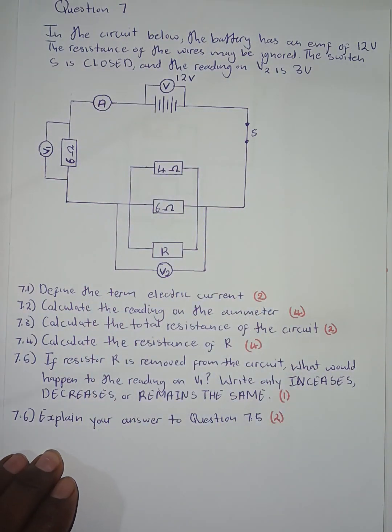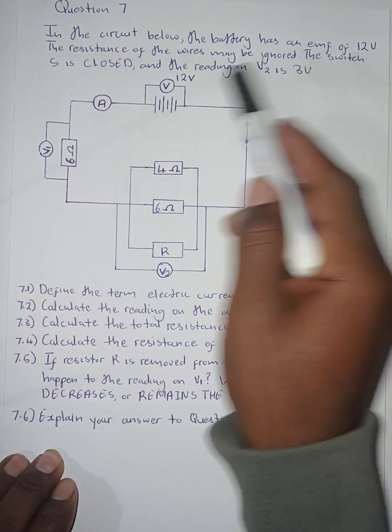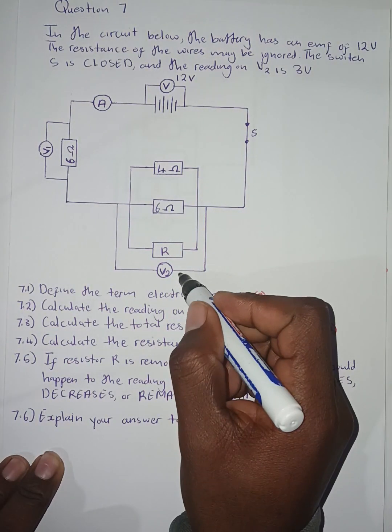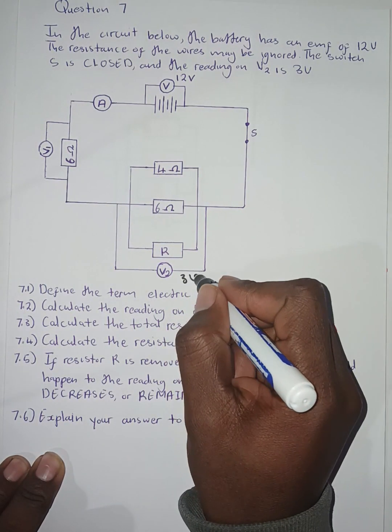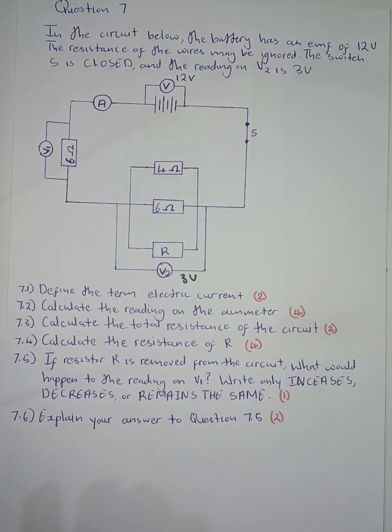But let me just continue reading. You must finish reading the statement, ladies and gents. They say that the switch S is closed and the reading on V2, where's V2? This would actually be our V2. They say that this is 3 volts. So that's the voltage that is read across those resistors there. So in answering 7.2, they said calculate the reading on the ammeter, right? So what are we given there? Now, where's our ammeter?